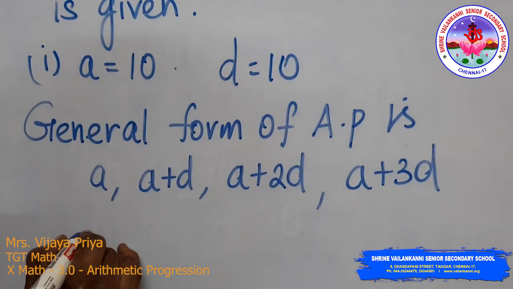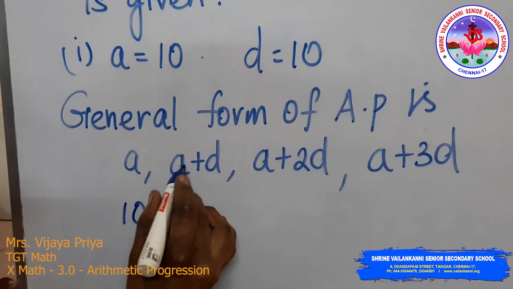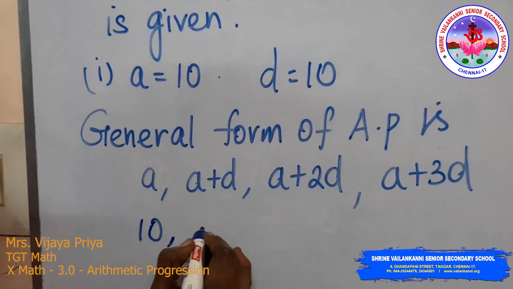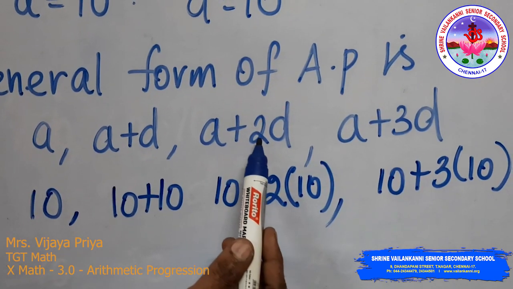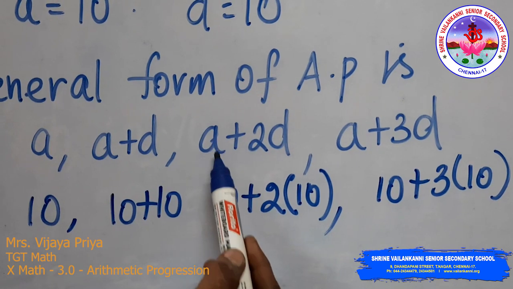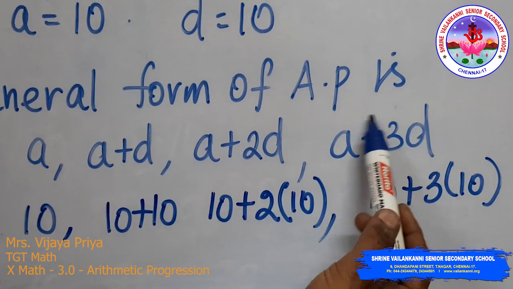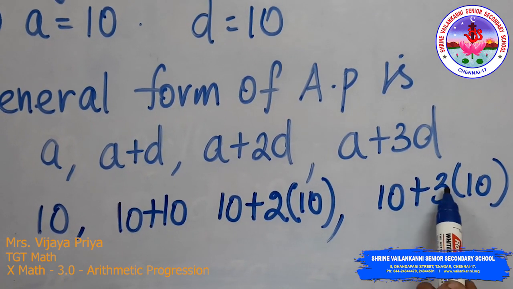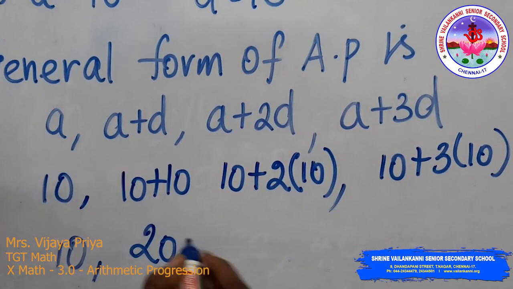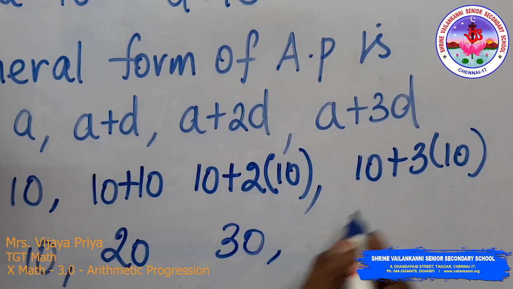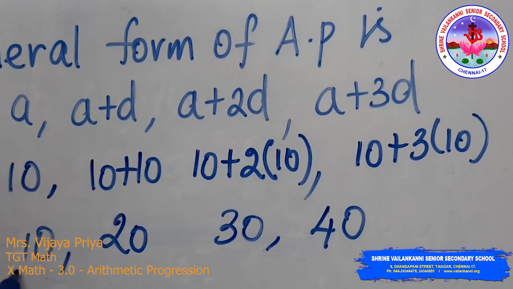The first term is given as A equal to 10. The second term is obtained by 10 plus the common difference 10, so 10 plus 10. The third term is adding 2 times D to A, so 10 plus 2 into 10. The fourth term is adding 3 times D to A, so 10 plus 3 into 10. So I got the sequence 10, 20, 30, and 40. So I obtained the first four terms of the AP.